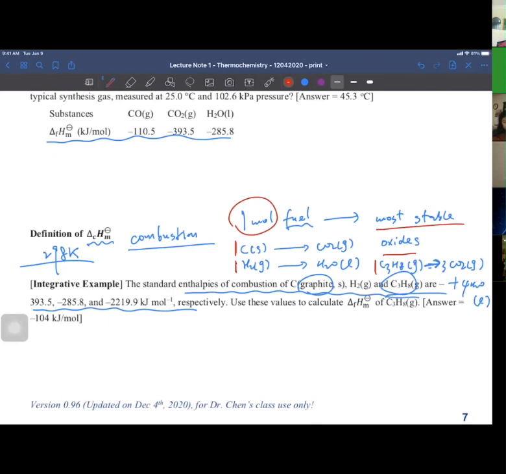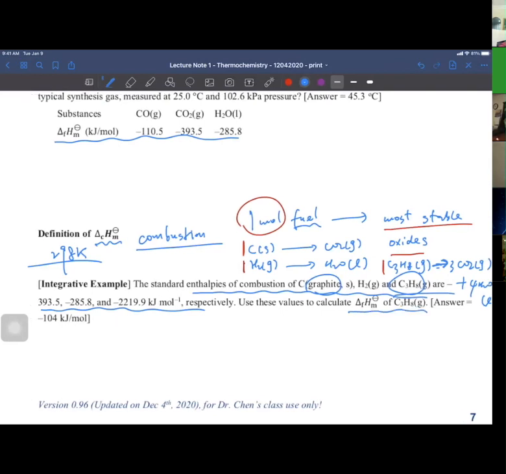Okay, and then we need to use those standard enthalpies of combustion to calculate the molar formation of propane, which is C3H8. By definition, it will be carbon, which is graphite, the most stable form of carbon, plus 4 moles of hydrogen gas. 3 moles of carbon change into 1 mole of C3H8. Is this correct? We need to have 1 mole of final product from the elements, right?